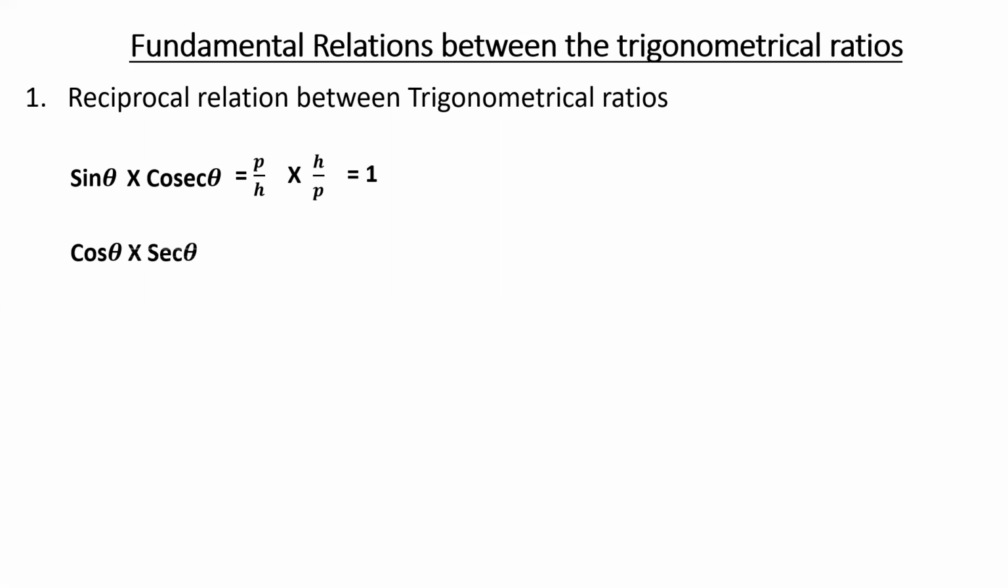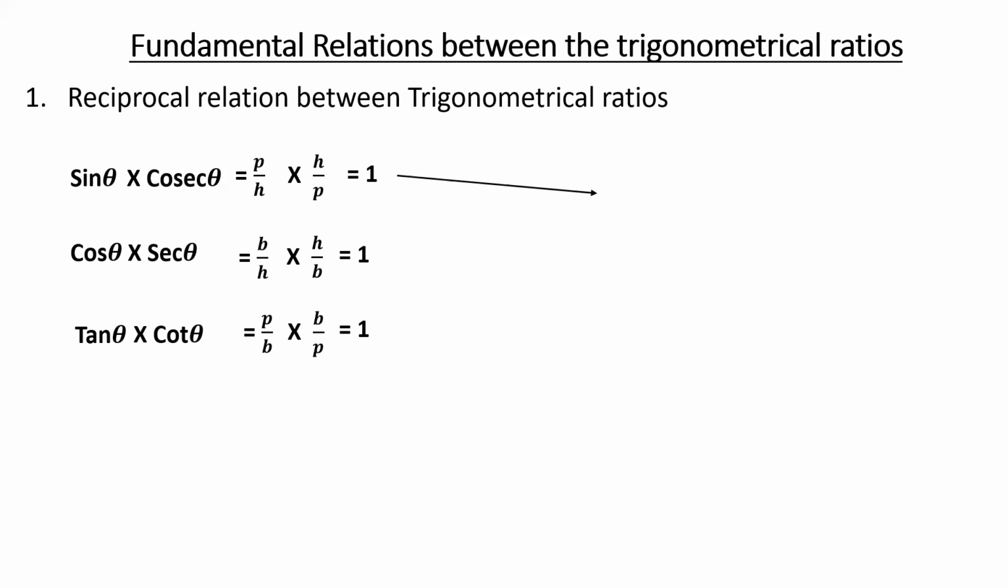Next is cos theta times sec theta. What is cos theta? That is b by h. And what is sec theta? That is h by b. So if you cancel h and b, you will get 1. And next, what is tan theta times cot theta? Let's find out. Tan theta is p by b, and the reciprocal of this is b by p, which is cot theta. If we cancel both of them, then I'll get 1 here. So tan theta times cot theta also gives you 1. Now from here, if I look at the product sine theta times cosec theta equals 1, we know that. So from here, sine theta will be equal to 1 by cosec theta.